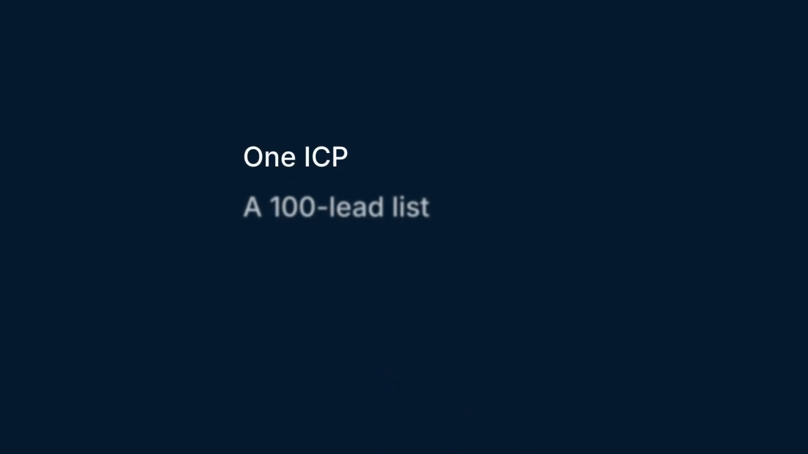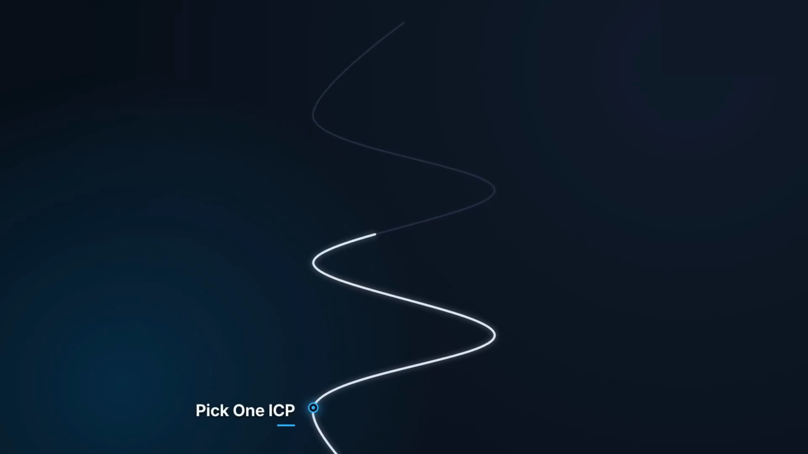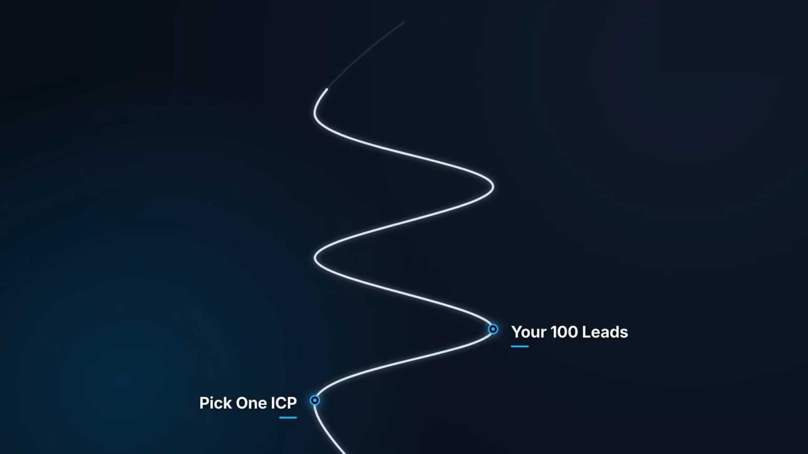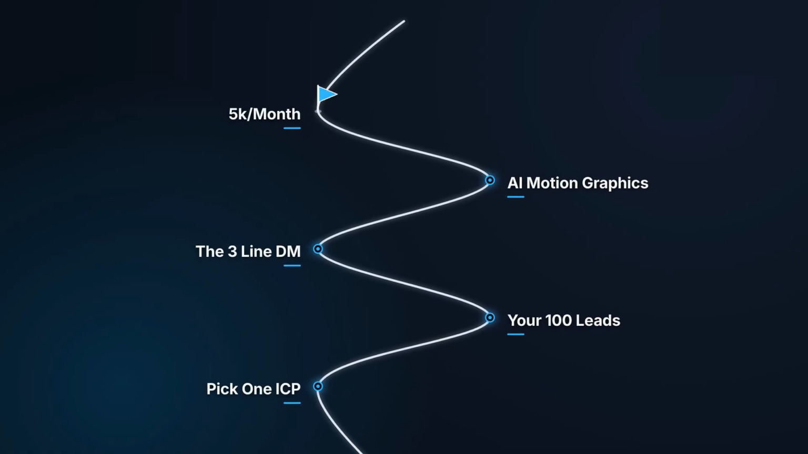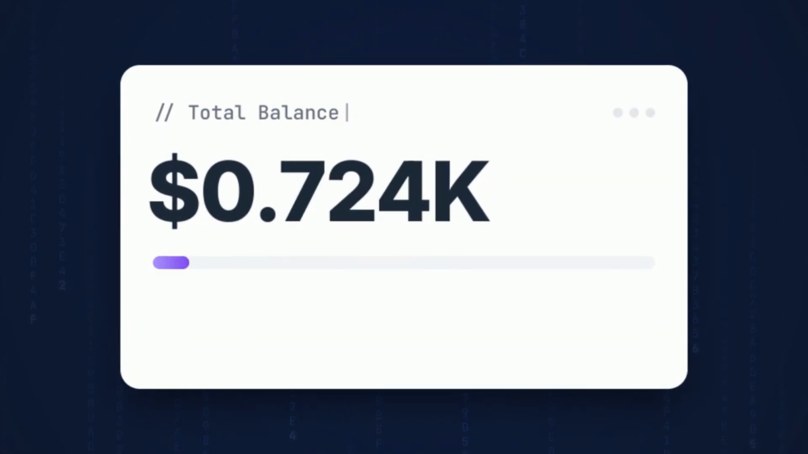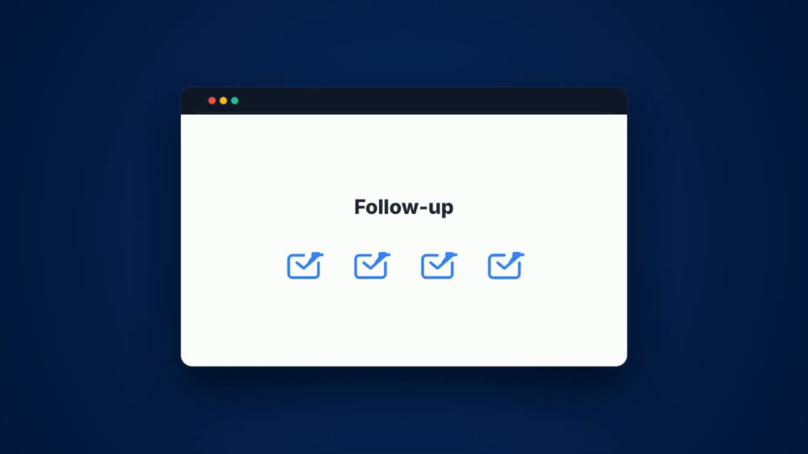This $5,246 a month came from one ICP, a 100 lead list, and 5 to 10 value first DMs per day, only working 4 hours per day. You're going to choose one ICP, find your 100 dream leads, the exact DM, and save hours by using AI for motion graphics. These are some of the animations you'll be making with one prompt.